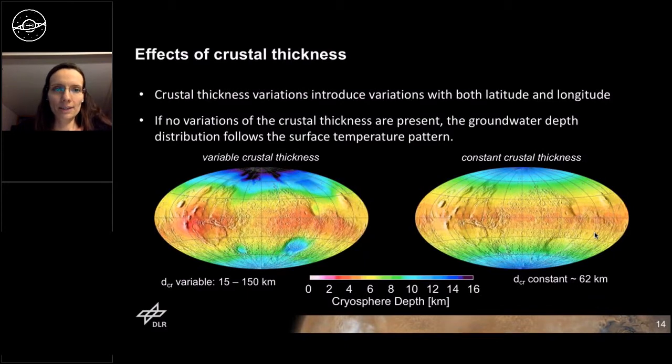Now we can also look at the effects of the crustal thickness variations, and here we have two models. In one of them, we have the variable crustal thickness, and in the other one we have a constant crustal thickness. You see here again the cryosphere depth at present day, and you see that here the crust varies between 15 and 150 kilometers, and you see the variations due to the crustal thickness are both with latitude and longitude. Whereas in this case, you see that if we don't have crustal thickness variations, then of course the groundwater table depth follows the surface temperature pattern, with colder regions at the poles compared to the equator, and therefore a deeper cryosphere at the poles compared to the equator.